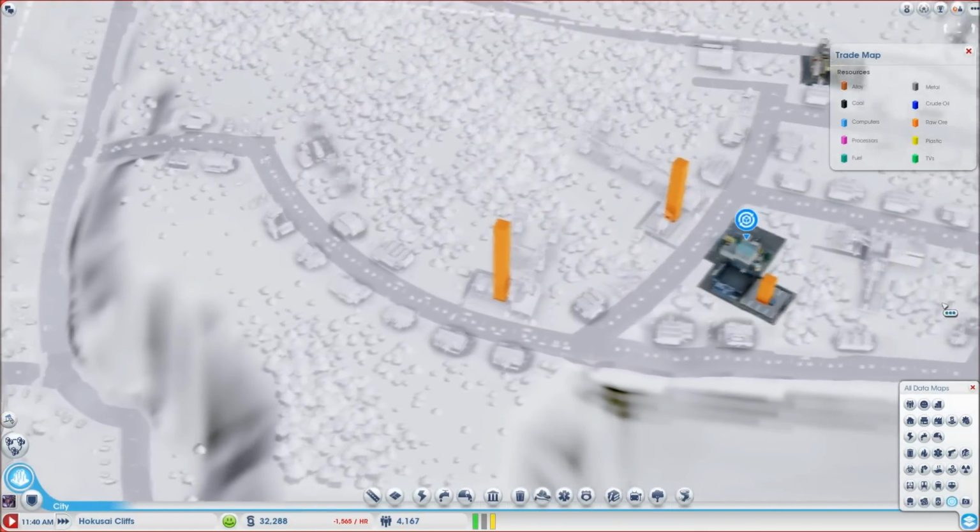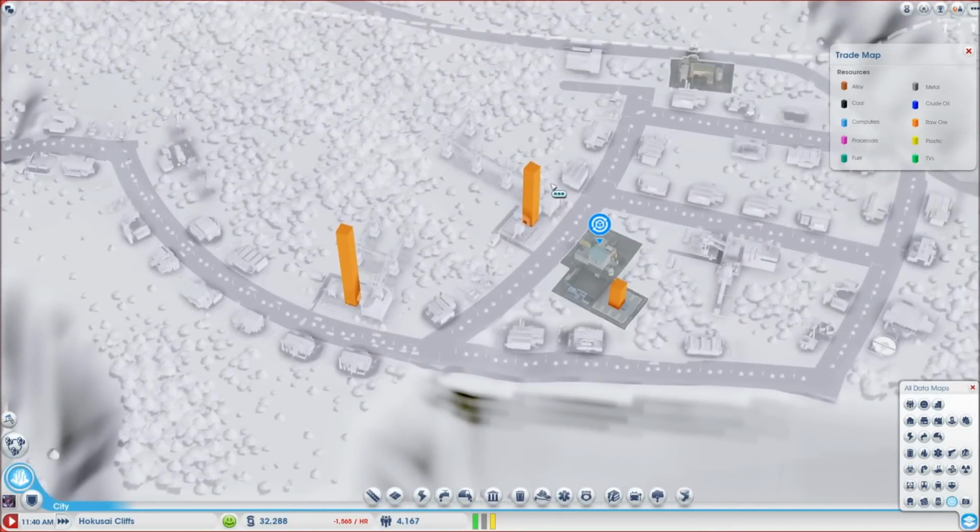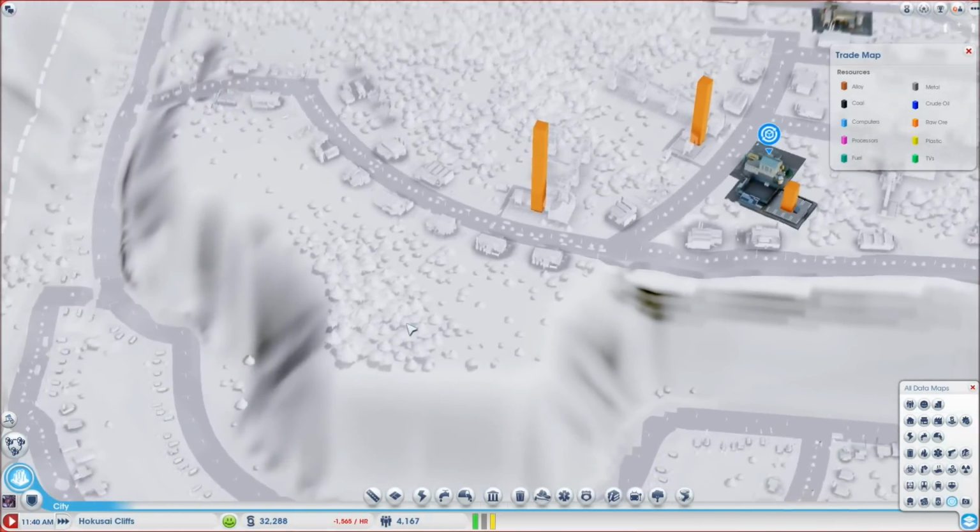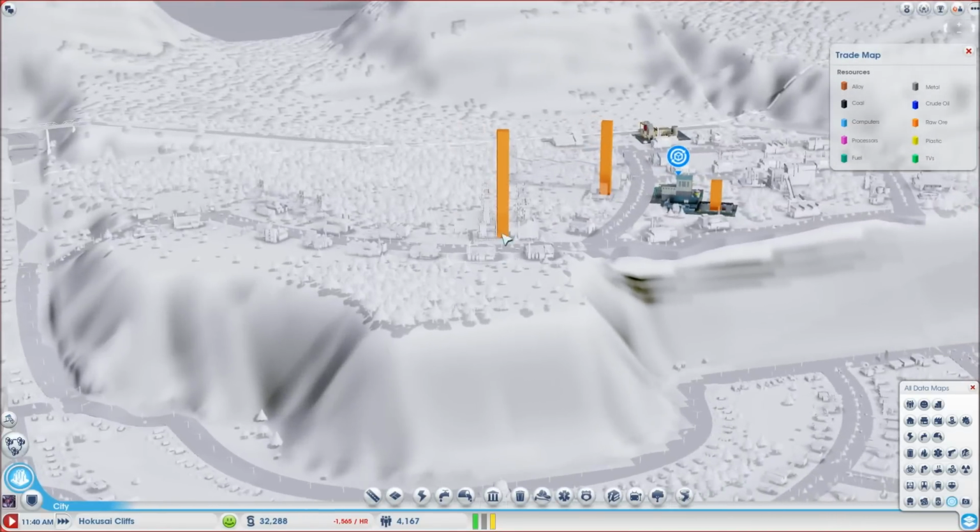Finally, we've got our trade map, and we're almost done here. Kind of tells you where a lot of your resources are allocated. Based on color, you can see which resource it's referencing, but that just kind of lets you know where all of that is at and how well it's doing at a quick glance.